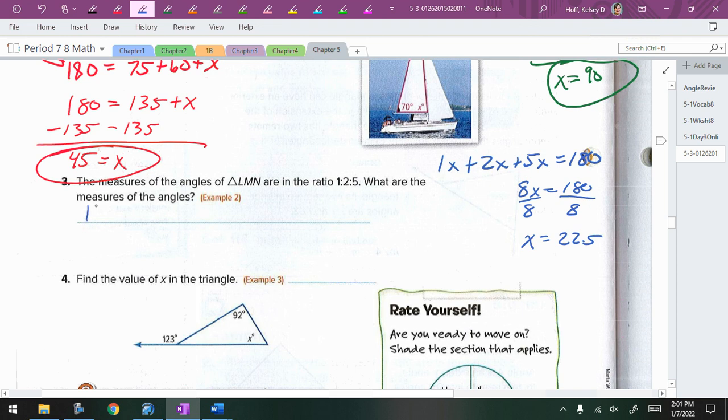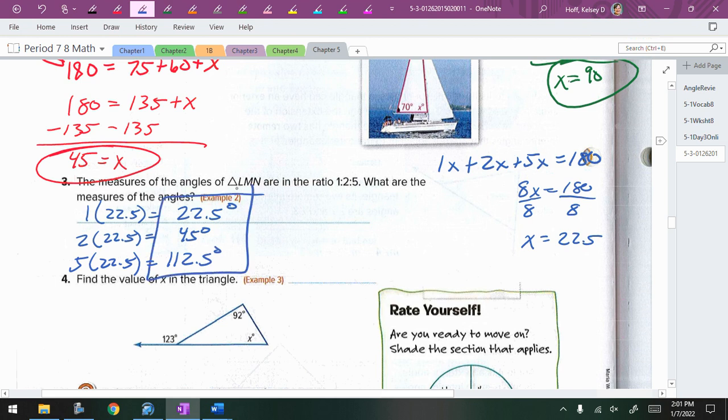So I take 1 times 22.5, and I get 22.5. 2 times 22.5, and I get 45. 5 times 22.5, and I get 112.5. How could I double check I'm correct? Add them all up. They should equal 180.